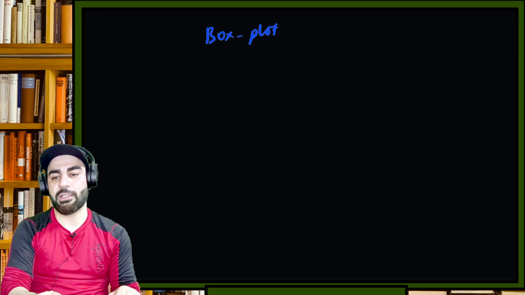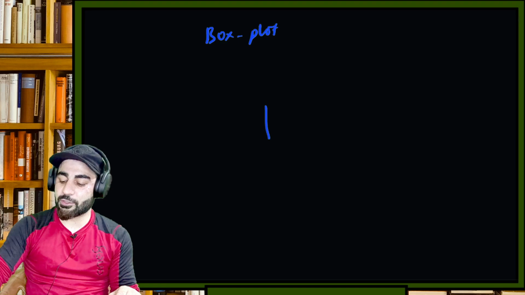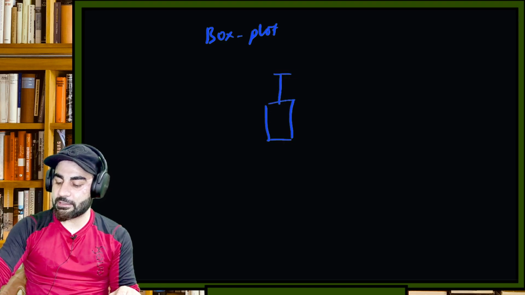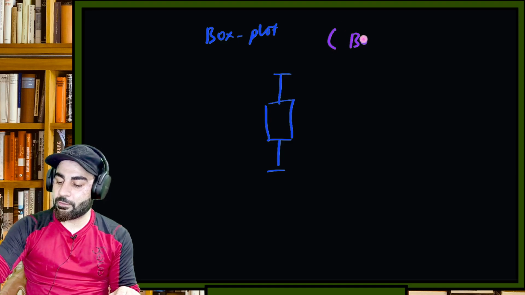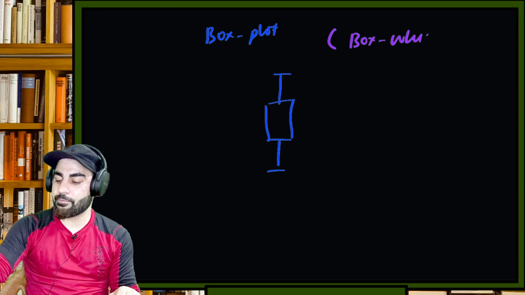This is the plot. I'll just show you the plot first. It will somehow look like this. It is also called a box and whisker plot.